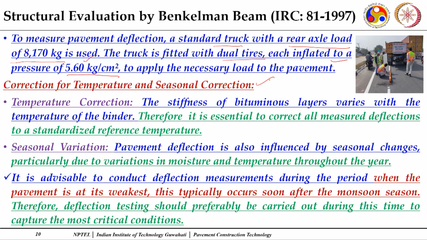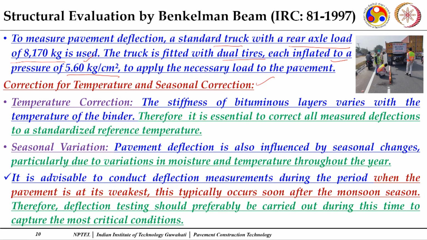Now, when these measurements are made, as previously mentioned, corrections may be required for specifically two factors. One is temperature correction, second is seasonal correction. Now, why temperature correction? As mentioned earlier also, the stiffness of binder changes with the change in the temperature. So the pavement structure may be soft at higher temperatures, may be stiff at lower temperatures. So it says the stiffness of bituminous layers varies with the temperature of the binder. Therefore, it is essential to correct all measured deflections to a standard reference temperature, and that temperature is normally taken as 35 degrees centigrade for the Benkelman beam deflection studies.